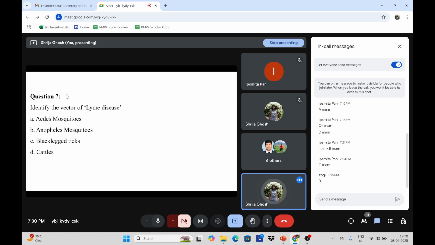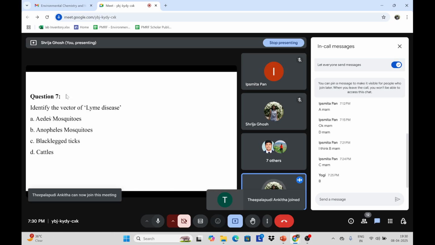What is the vector of the Lyme disease? Aedes mosquitoes, Anopheles mosquitoes, black-legged ticks, and cattle. Write your answers in the chat box quickly.